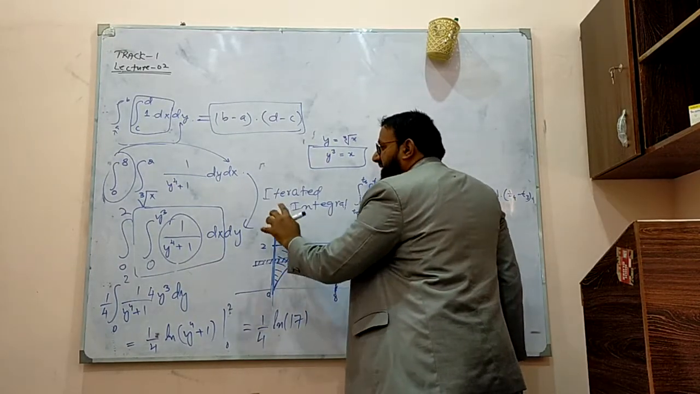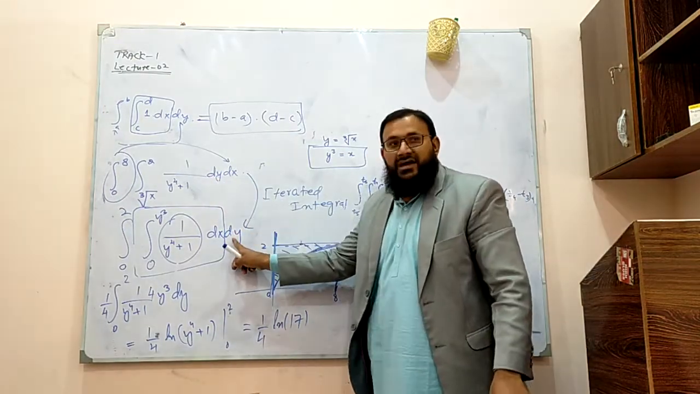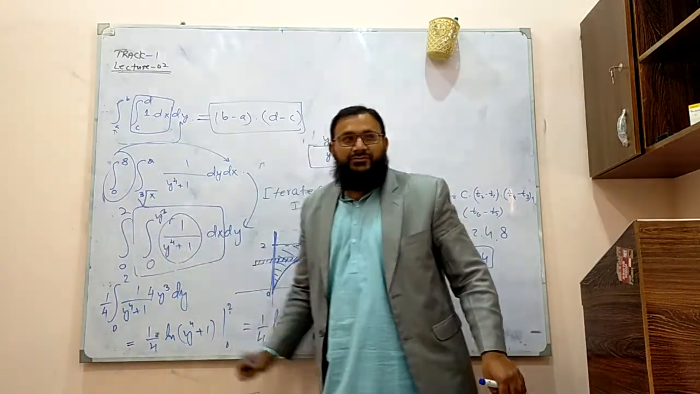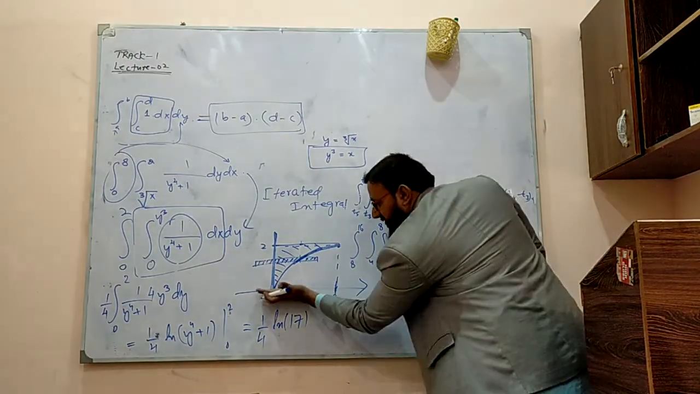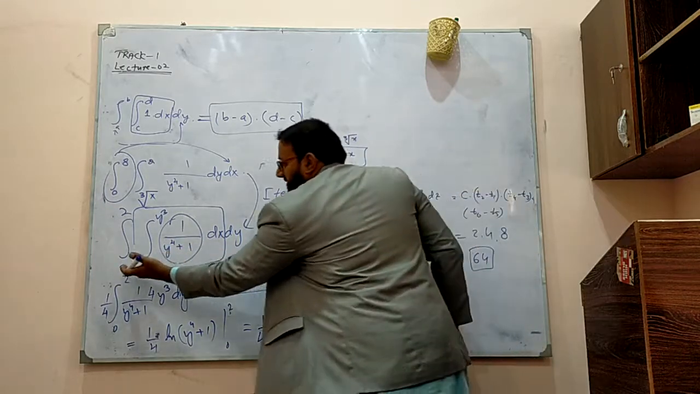Now I want the reverse order. Now this outside thing becomes y. It means for y I need the maximum and minimum value. So you see, for y the minimum is 0 and the maximum is 2. So that's from 0 to 2.